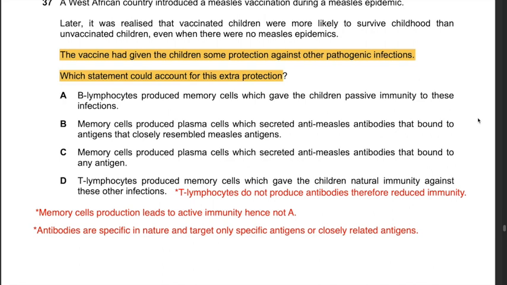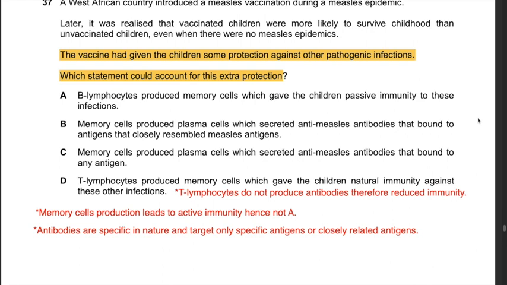A. B lymphocytes produced memory cells which gave the children passive immunity to these infections. That is incorrect, as when memory cells are produced, that leads to active immunity, as active immunity only has to do with memory cells being produced. Passive immunity doesn't have anything to do with memory cells being produced. Hence, answer A is incorrect.